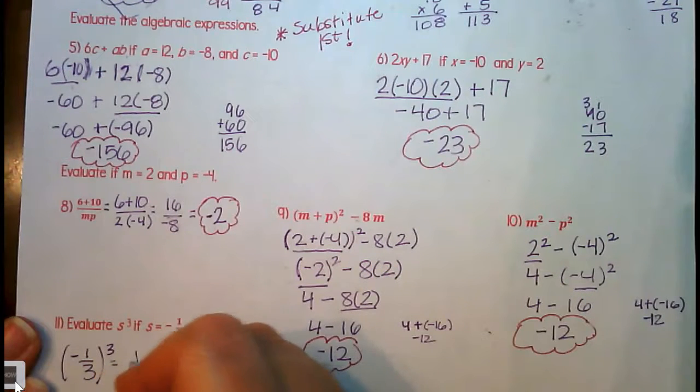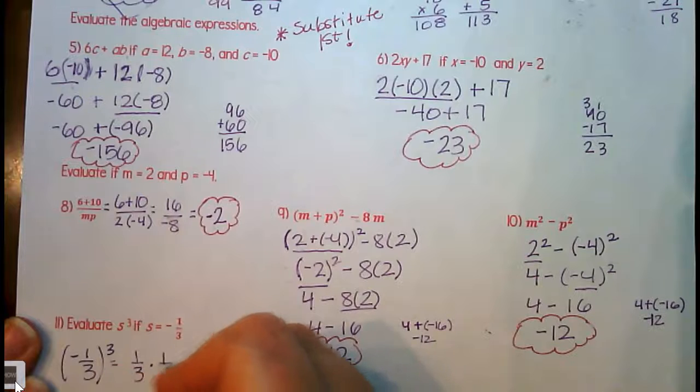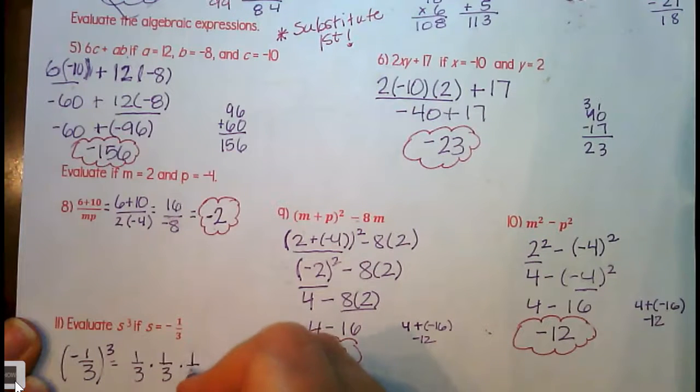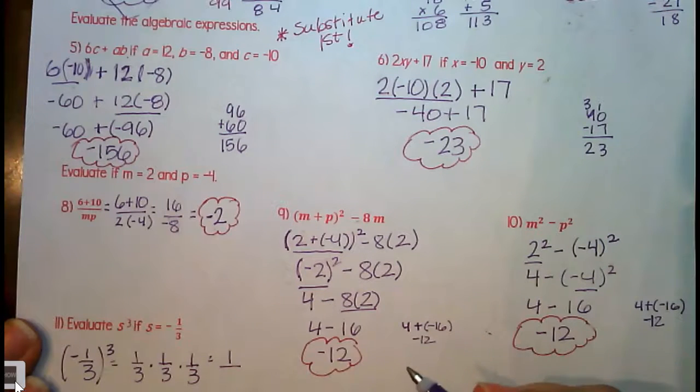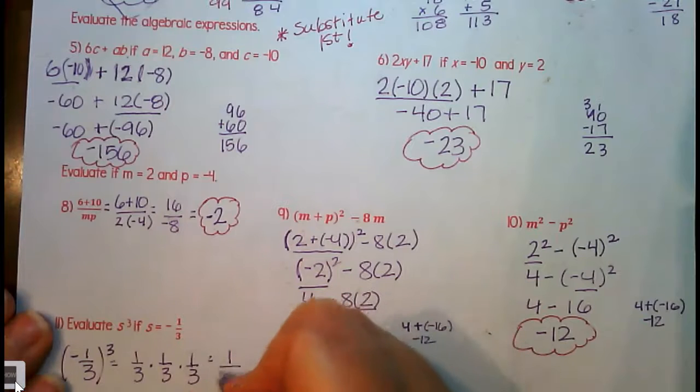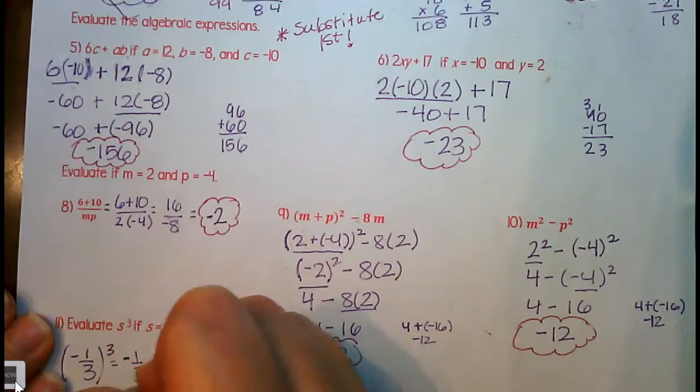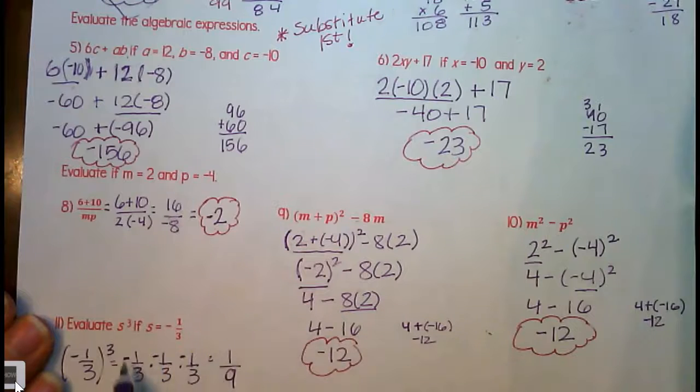Write it out. 1/3 times 1/3 times 1/3, which is, now don't make a careless mistake here and say 9. 3 times 3 is 9. 9 times 3 is 27. And I made a little boo-boo. There needs to be a negative. So a negative times a negative is a positive.